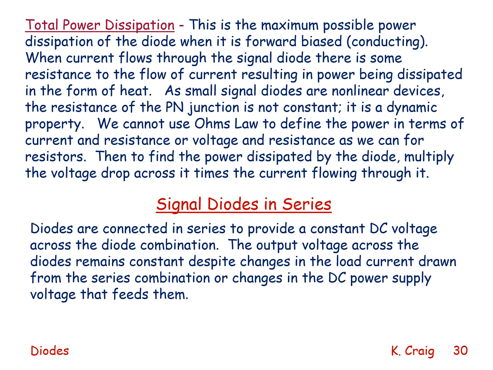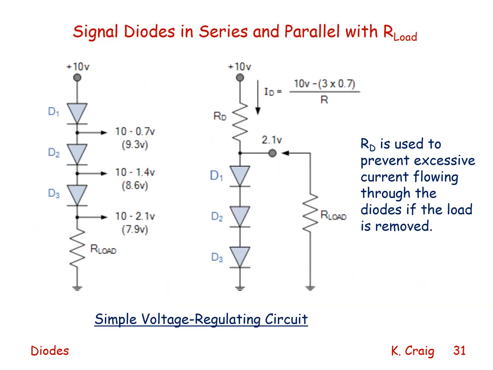Signal diodes in series. Diodes are connected in series to provide a constant DC voltage across the diode combination. The output voltage across the diodes remains constant despite changes in the load current drawn from the series combination or changes in the DC power supply voltage that feeds them. Signal diodes can be used in series and in parallel with a load resistance.